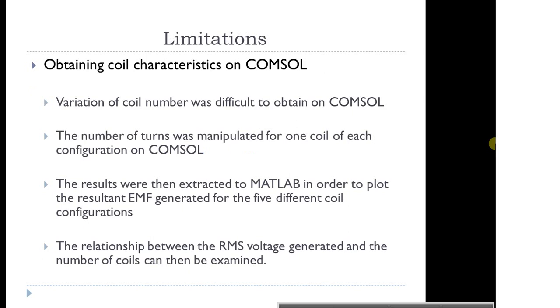Now, some limitations for this project were that the entire coil configuration of the flashlight could not be designed into COMSOL. As such, one coil for each configuration was done. This was achieved by adjusting the number of turns in COMSOL. It is then manipulated in MATLAB accordingly so that we can have the constant 2100 gains.